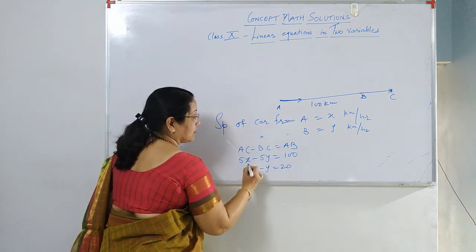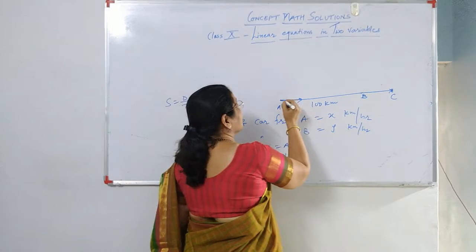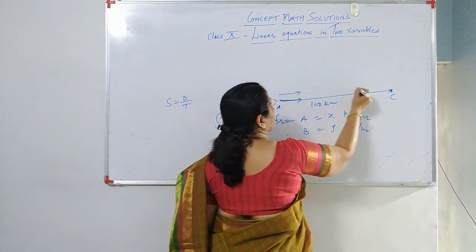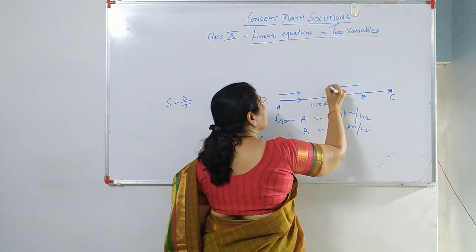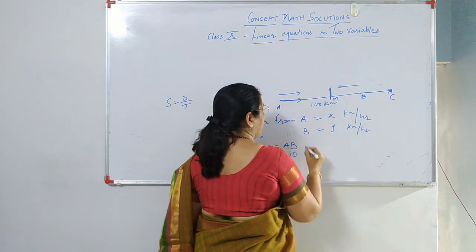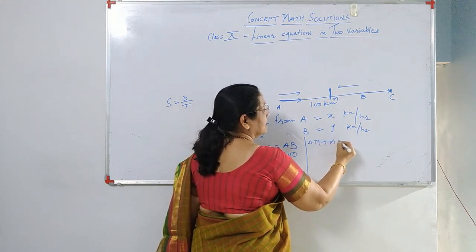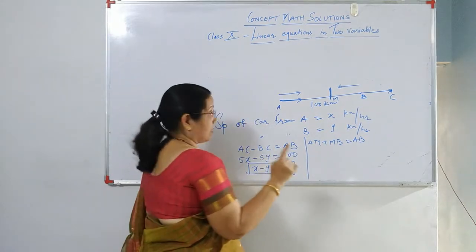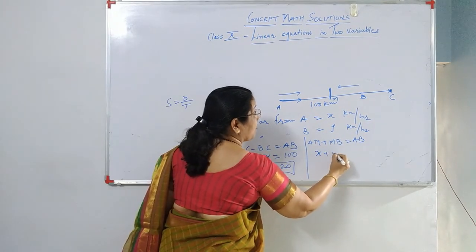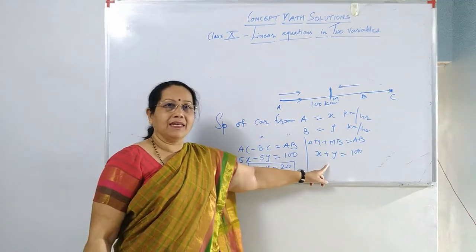That's our first equation. Now if the cars travel towards each other, like this car goes this way, this car goes this way, then they'll meet somewhere here, right? Suppose this is point M. Then we know AM plus MB is AB. Right? Now they meet only in 1 hour. So x plus y is equal to 100. Now solving these two is very easy.